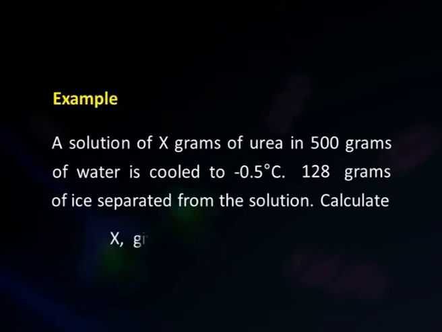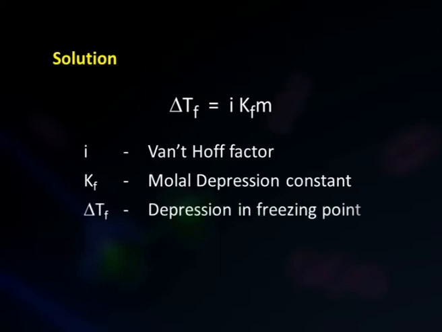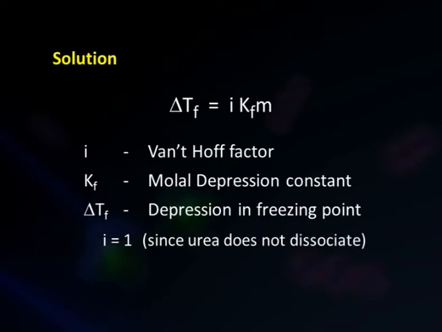Calculate X given that Kf, that is the molar depression constant for water, is equal to 1.86 degrees per molar. Now, delta Tf is equal to i into Kf into molality, where i is the Van 't Hoff factor, Kf is the molar depression constant, and delta Tf is the depression in freezing point. i is equal to 1 because urea does not dissociate.